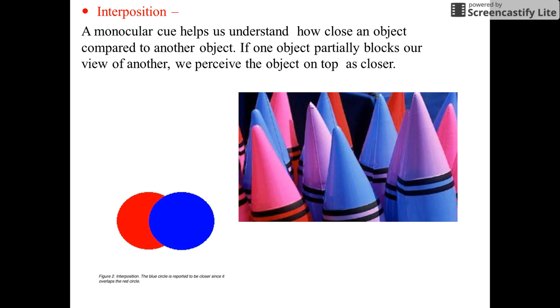Interposition. A monocular cue that helps us understand how close an object is compared to another is interposition. If one object blocks our view of another, we perceive the object on top as closer. So the blue object appears closer because it's on top of the red object. The blue crayon and the pink crayon right here in front appear closer because they're blocking the other object, which helps create depth.